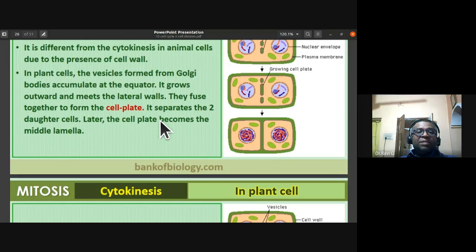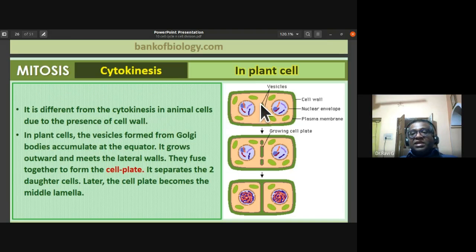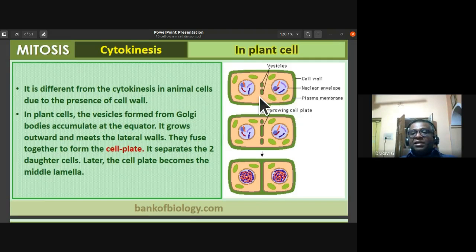So you should remember that in plant cells, the vesicles formed from the Golgi bodies accumulate at the equator. And these vesicles grow outwards at both ends and meet the lateral walls. They fuse together to form a cell plate. This cell plate separates the cytoplasm of the two daughter cells. Later, the cell plate becomes the middle lamella.